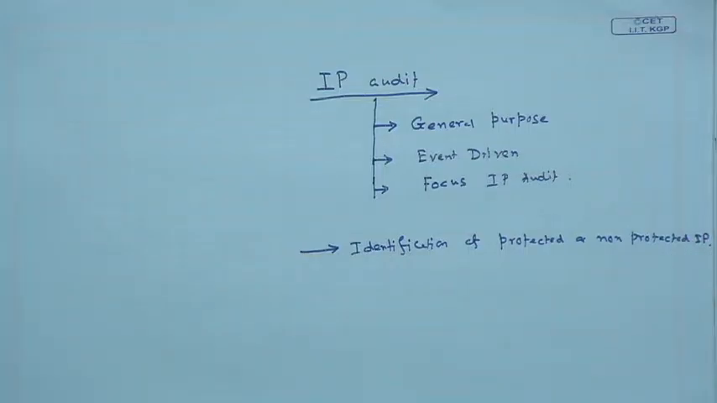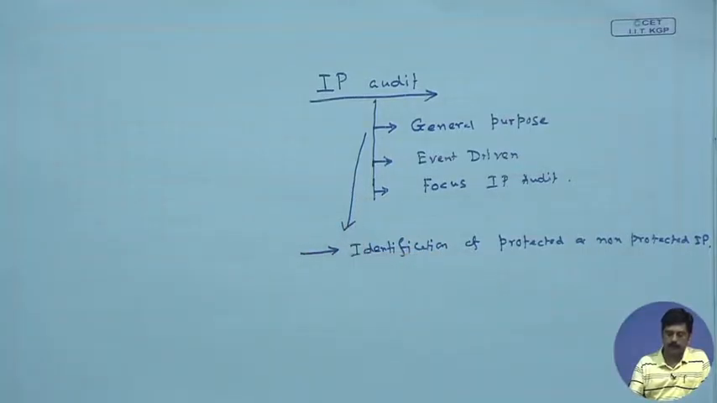Example, let's say you are trying to find out, just like in academic institutes, you are performing this task. So, how will you start? Let's say a general purpose IP audit. Let's say your institute has no IP cell, there is no provision for IP, and there is no awareness with reference to IP. They don't know what IP is and others. So, how will you start and audit it?